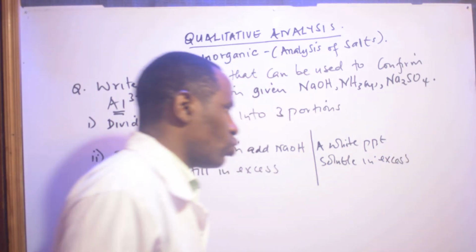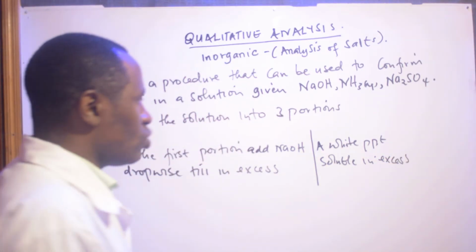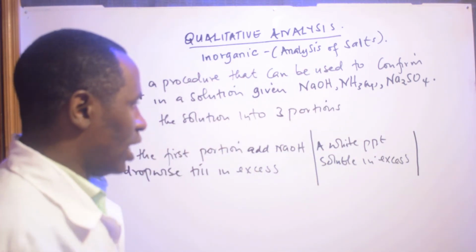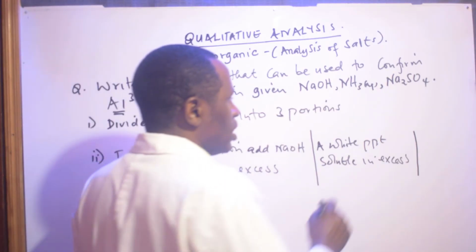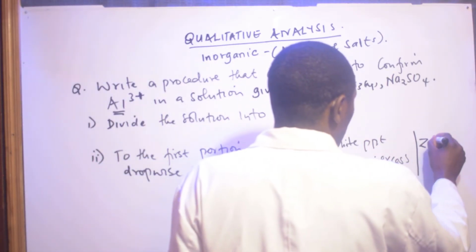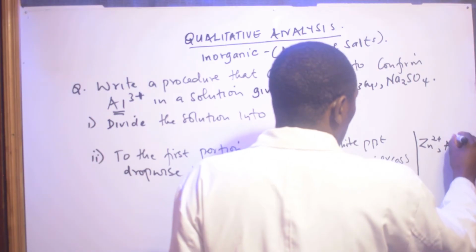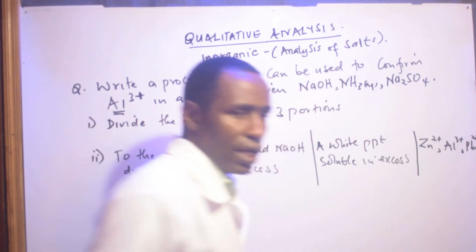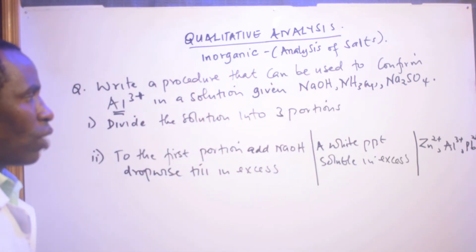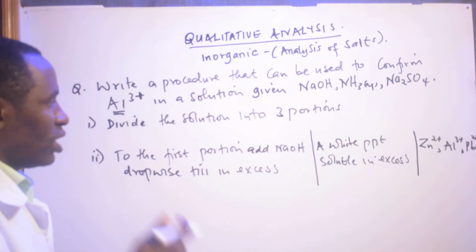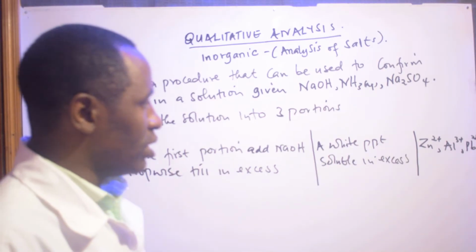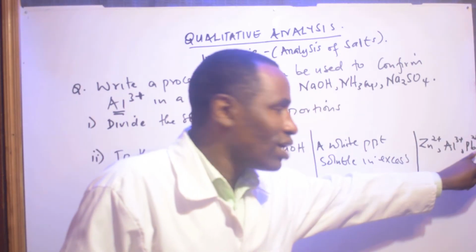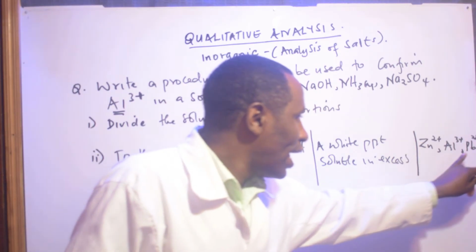Now, this one would not confirm the presence of aluminium ions, because the alternatives can either be zinc ions, aluminium ions, or lead ions present. So I must think of a way, and this is where we were talking about the analytical skills. How do I eliminate the zinc and the lead ions?